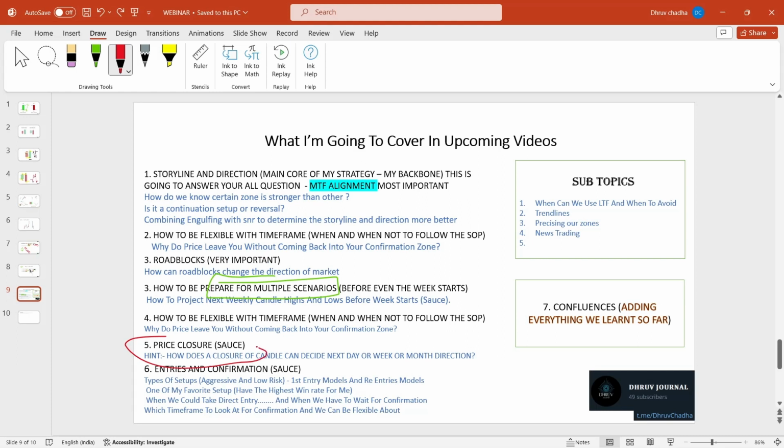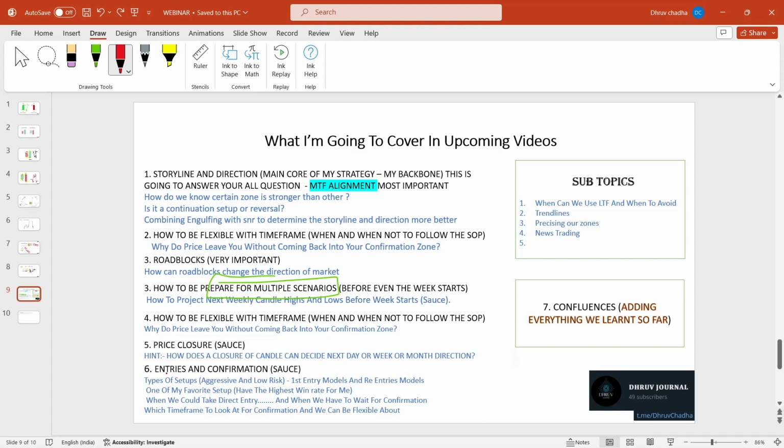And the fifth thing is price closure. How can the price closure of a candlestick decide the next day's, next week's or month's direction? This is something I have never seen mentors talk about. They simply don't teach this. I actually have to take permission from my mentor so that I can share this. I'm not really certain that I will teach you this, but I will try my best.